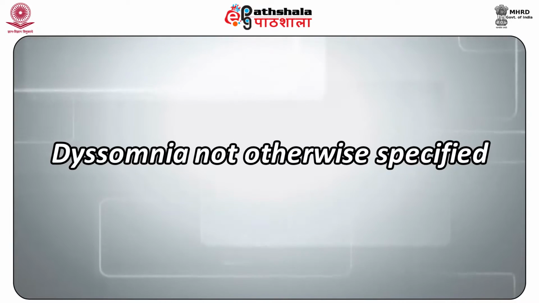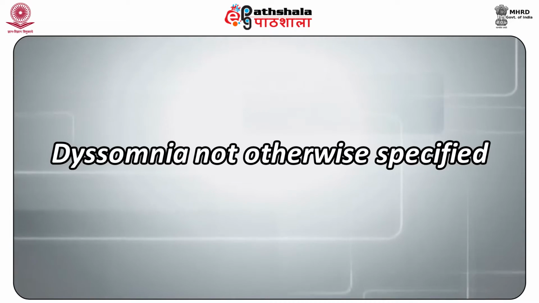Now we have another category which is called dysomnia not otherwise specified. 1. Periodic limb movement syndrome. It is also known as nocturnal myoclonus and consists of highly stereotyped abrupt contractions of certain leg muscles during sleep, such as extension of toes, flexion of ankles and knee.